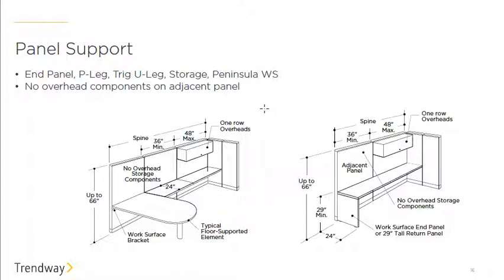The work surface end panel or some sort of floor support can only be used if the panel attached does not have overhead storage, and the maximum height, again, is 66 high. These are some great diagrams. At times it can seem confusing, but keep in mind it's all there in the price book, and we offer support emails and phone numbers on any of this should you have questions. At the end of the training module, we'll point those numbers out for you.